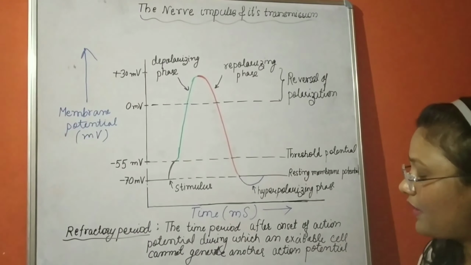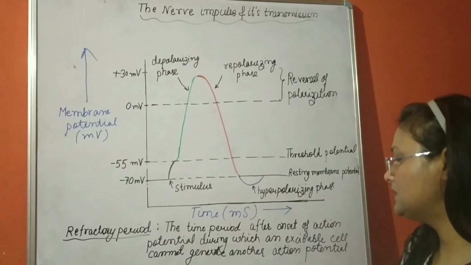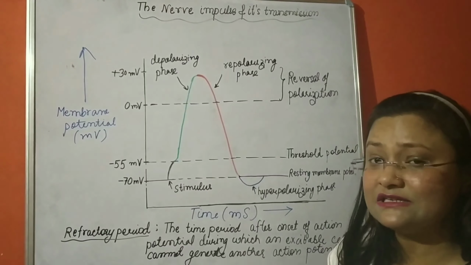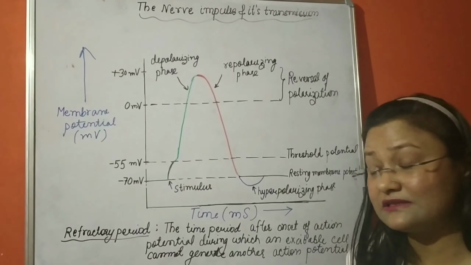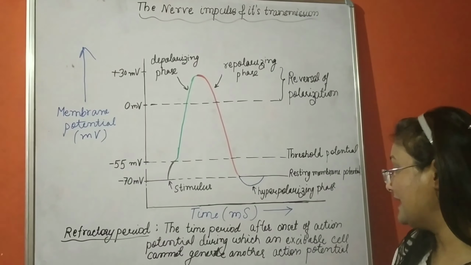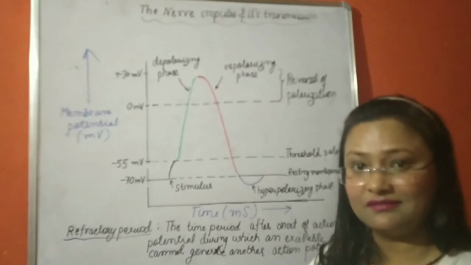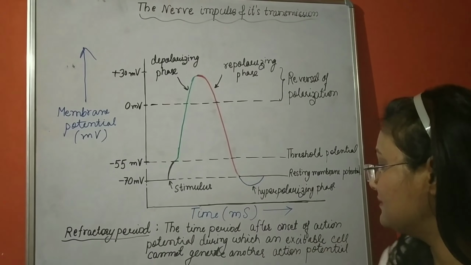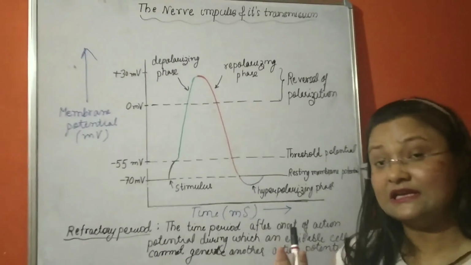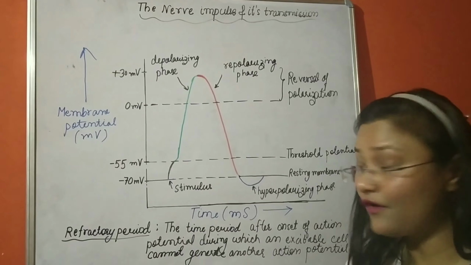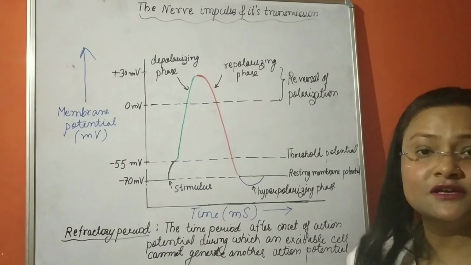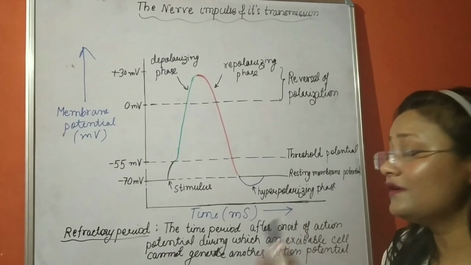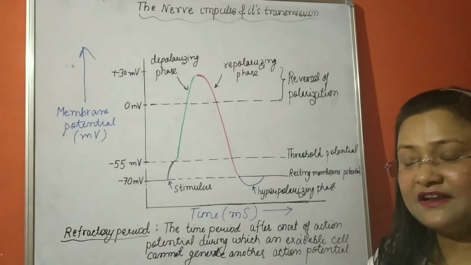Now let me tell you this important term, refractory period. It is a time period after onset of an action potential has been generated due to one stimulus. In that time another excitation cannot occur. Like the time period after onset of action potential during which an excitable cell cannot generate another action potential. That time is reserved for only one action potential. So this period during which another stimulus cannot cause another action potential is known as refractory period.